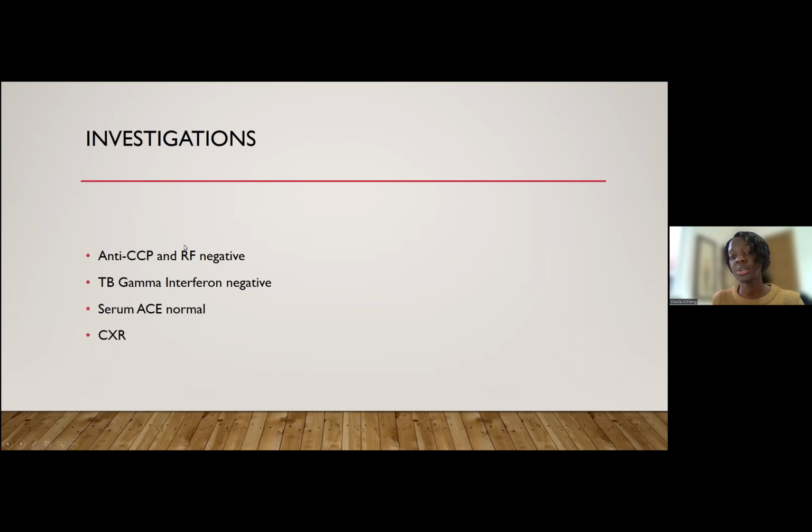So in this patient, because she had bilateral swollen ankles and this abnormal rash, we did a TB gamma interferon to make sure she didn't have TB. And because of the hilar adenopathy in the chest as well, you can sometimes see that in TB. So it's always good to try and exclude that. We checked her CCP rheumatoid factor because she could have had rheumatoid arthritis. Her serum ACE, as I said, came back normal, and a chest x-ray, we've already shown what the chest x-ray looks like.